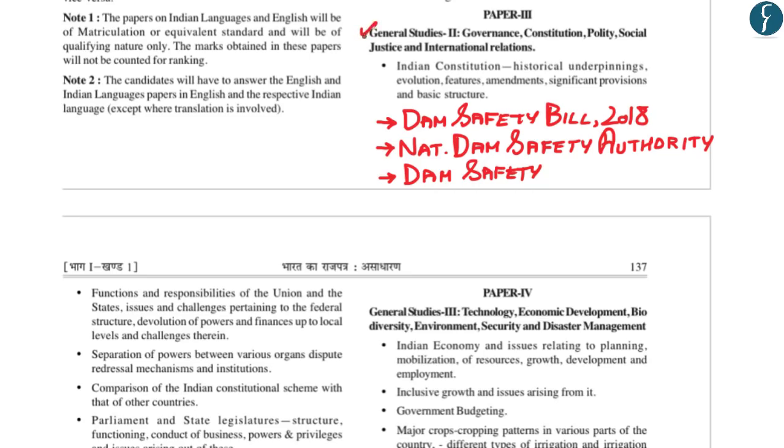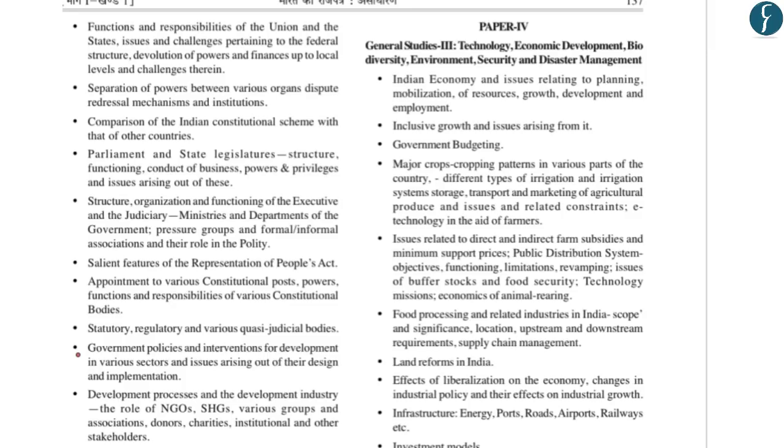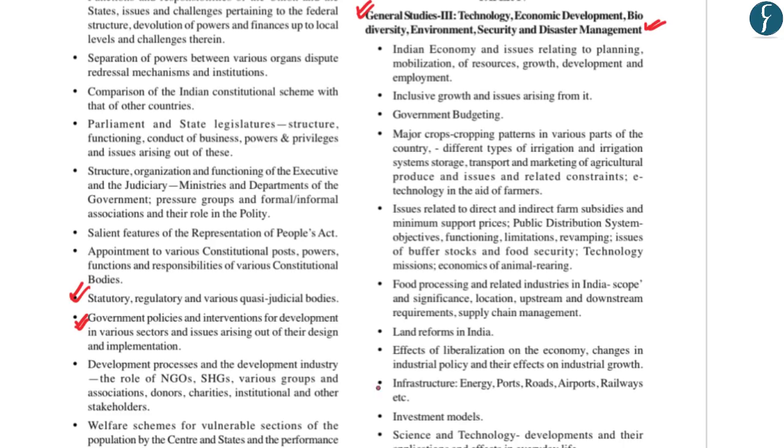The Dam Safety Bill of 2018 and the National Dam Safety Authority would be placed in GS Paper 2, in the subsection Government Policies and Interventions for Development in Various Sectors and Issues Arising Out of Their Design and Implementation. The authority is a regulatory body and therefore would be placed in the subsection Regulatory Bodies. And similarly, the theme of dam safety would be placed in GS Paper 3 within the section Disaster Management. Moreover, it would also be placed in the section Infrastructure, which includes dams.